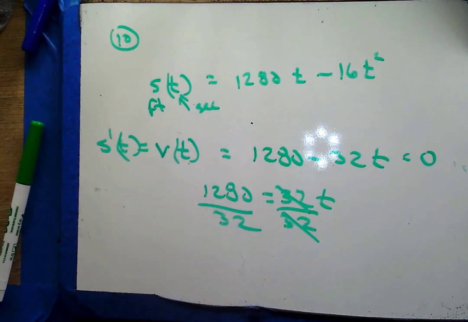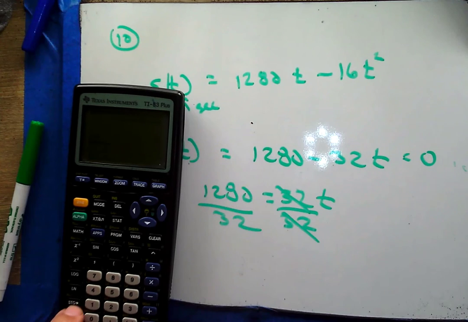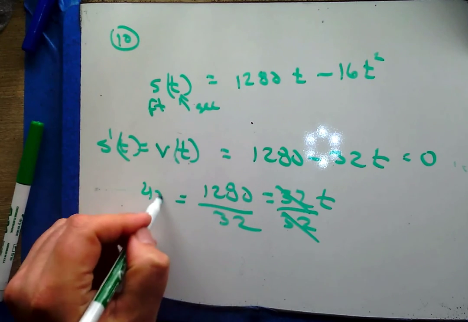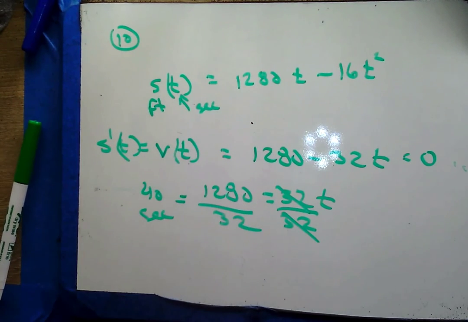You could leave your answer like that. My mother would not be happy with that answer. And I get t equals 40 seconds. 40 seconds to reach its maximum height and explode. How high will the plane have to fly to avoid being hit by the shell?